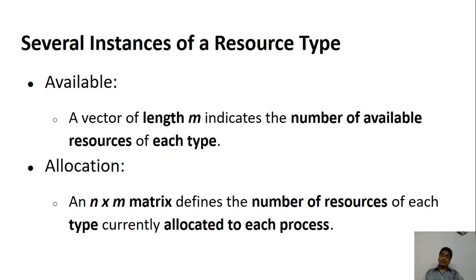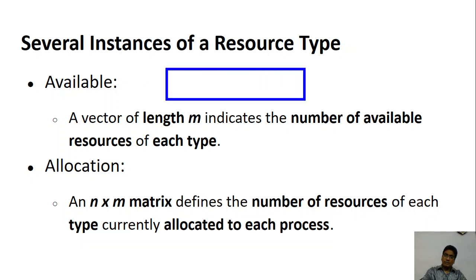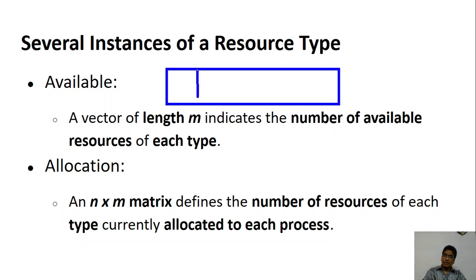This particular algorithm, like the Banker's algorithm, also makes use of different data structures. One of them is Available. What is Available? Available says how many resources are available at this instance of time. So out of 5 printers, how many are free? You may say 2 are free. Out of 10 disks, how many are free? You may say 6 disks are free, like that. So you create a vector of length m and you maintain it.